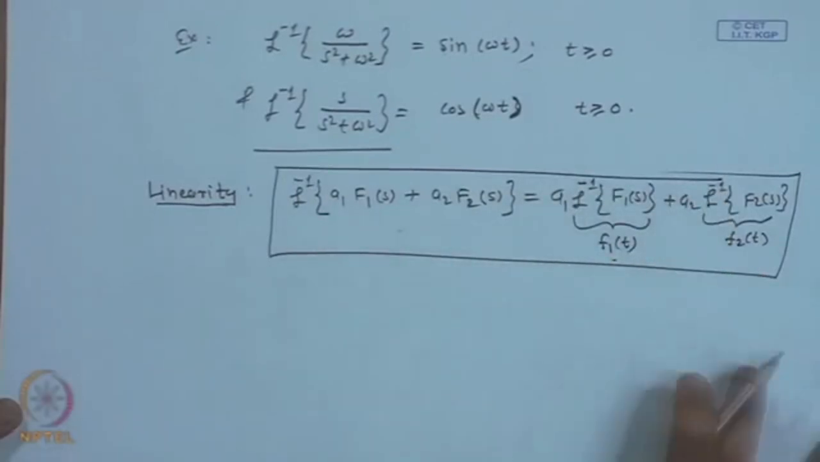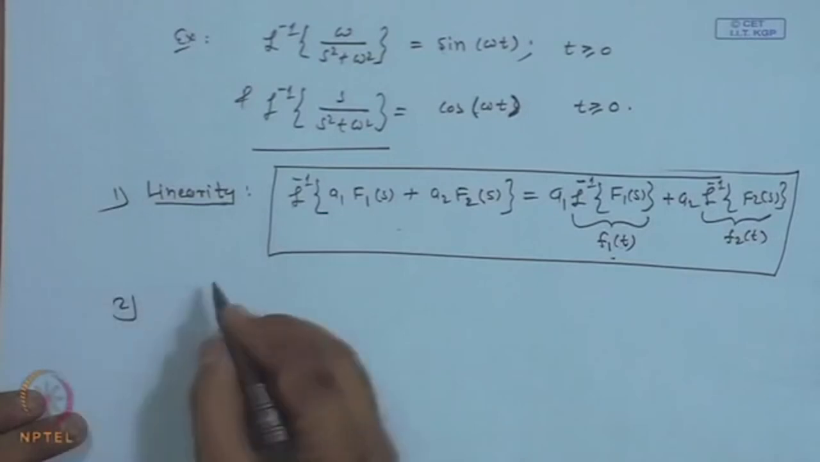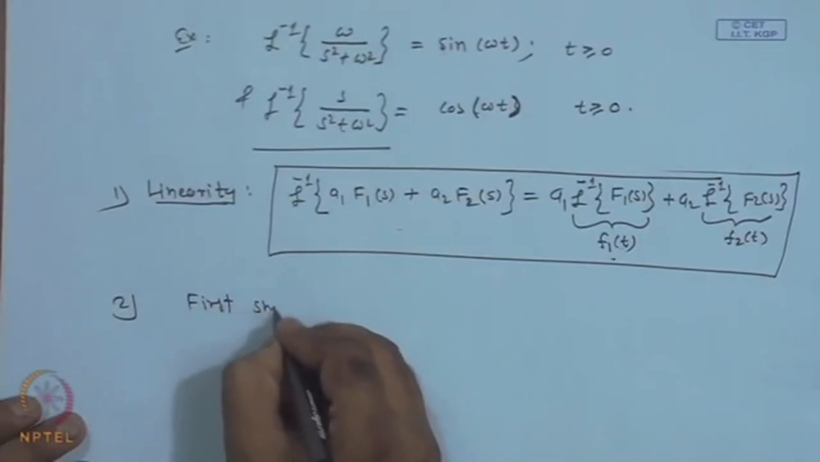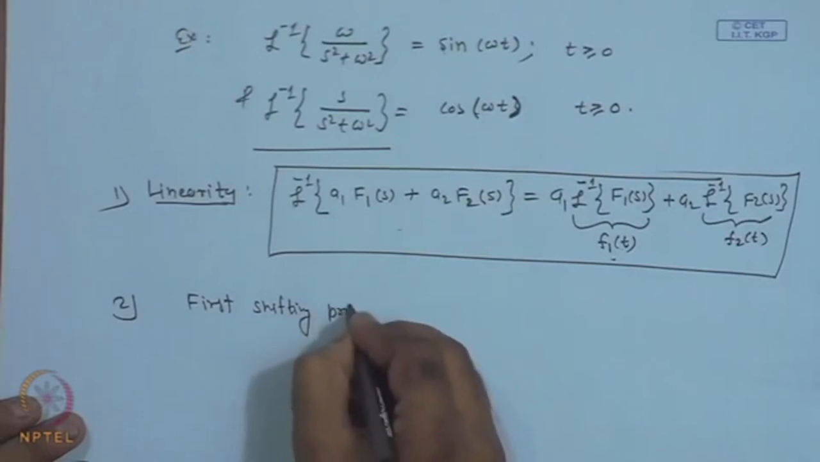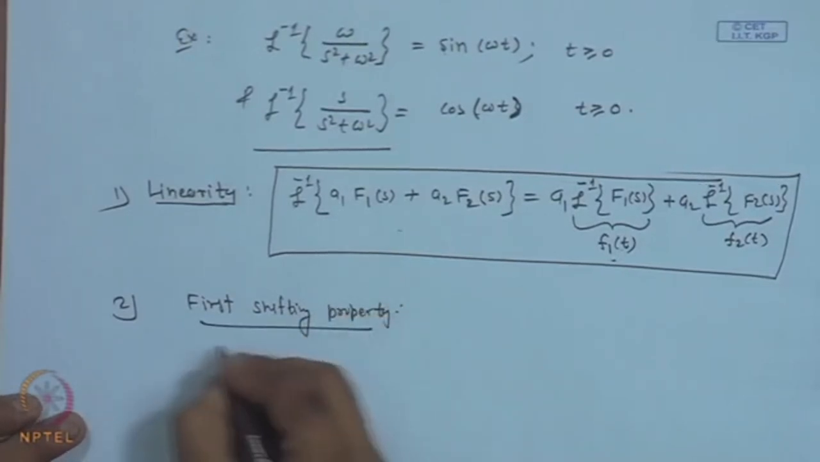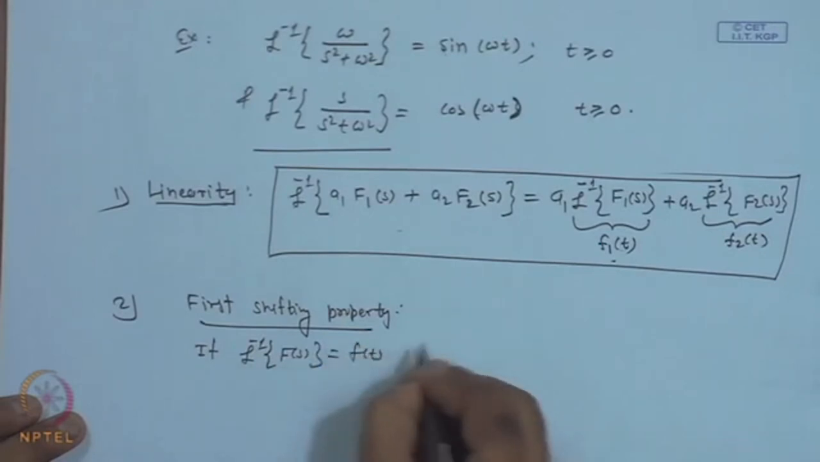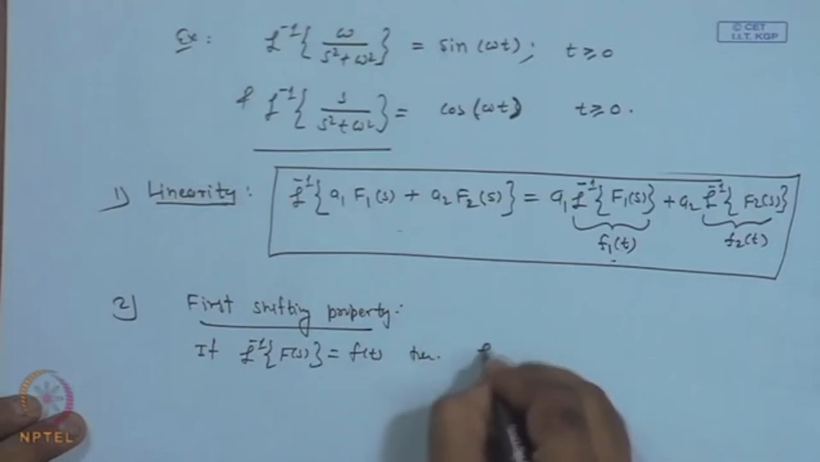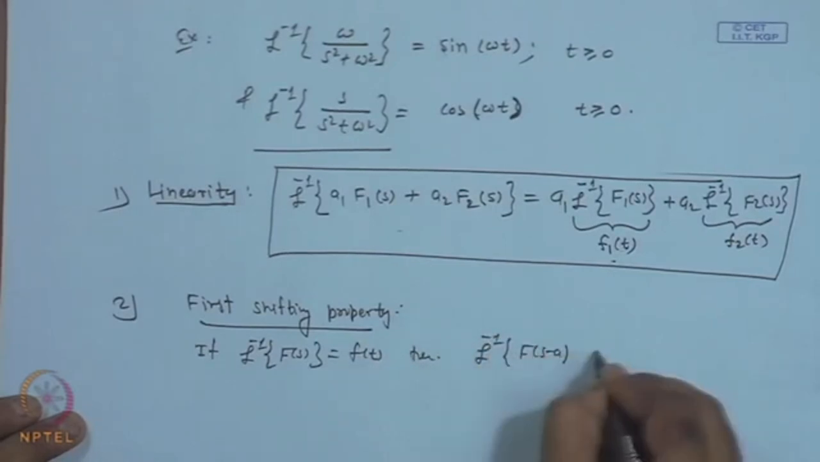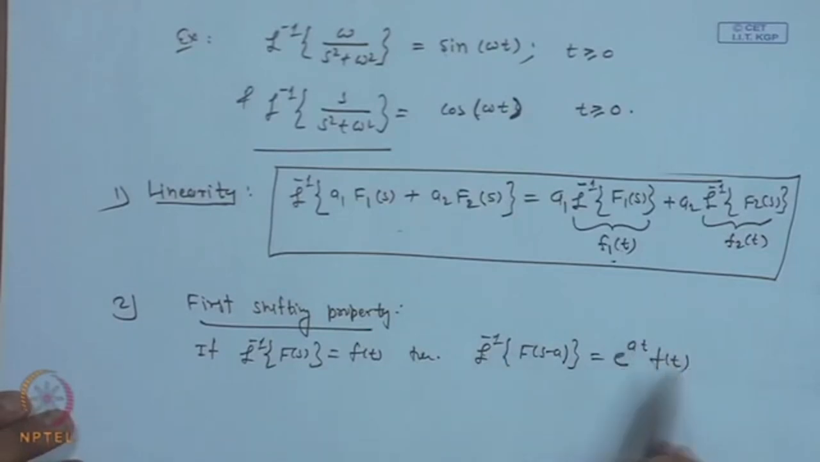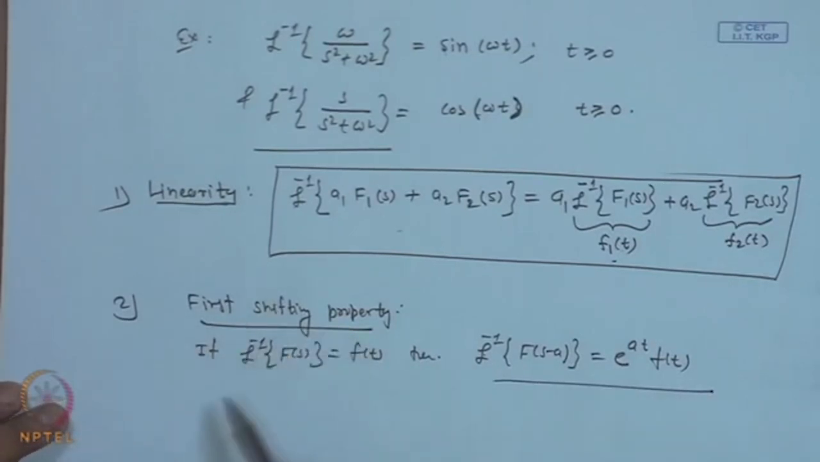Like the other properties, we have the first shifting property. We will not discuss all of them again, because they are basically the same. Like here we see the shifting property. It says that if the Laplace inverse of F(s) is f(t), then the Laplace inverse of F(s minus a) is e to the power a t times f(t). This theorem was that the Laplace of e to the power a t f(t) is F(s minus a). So it is the same result, and all the other properties hold in the case of the inverse transform as they did for the Laplace transform.